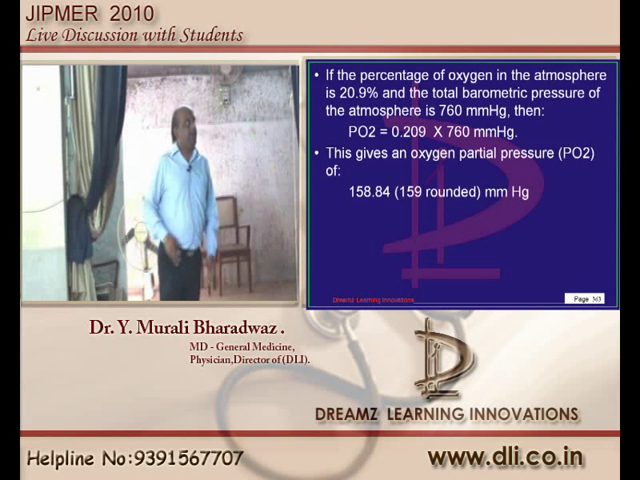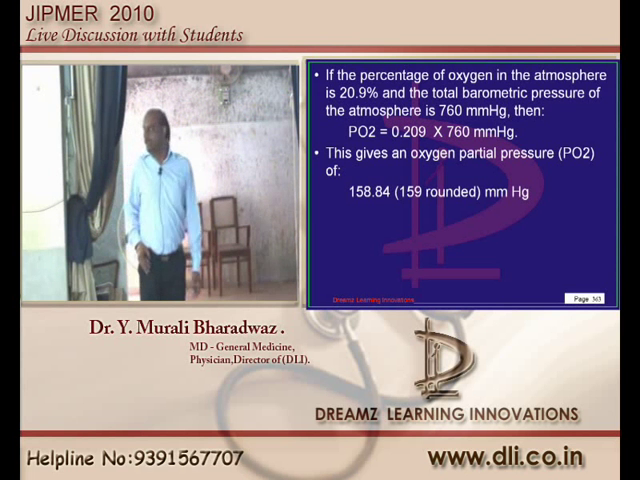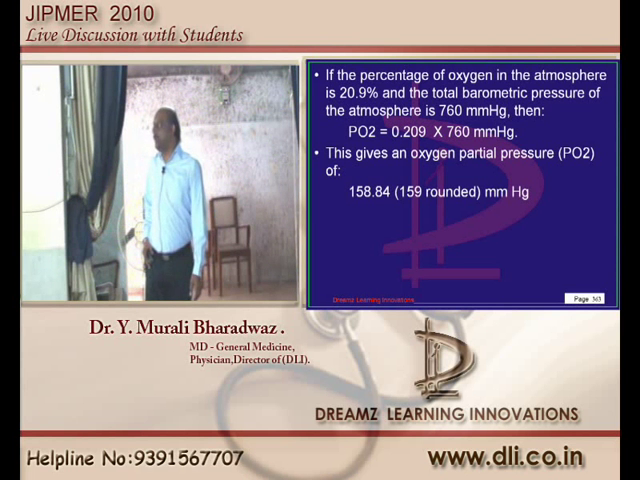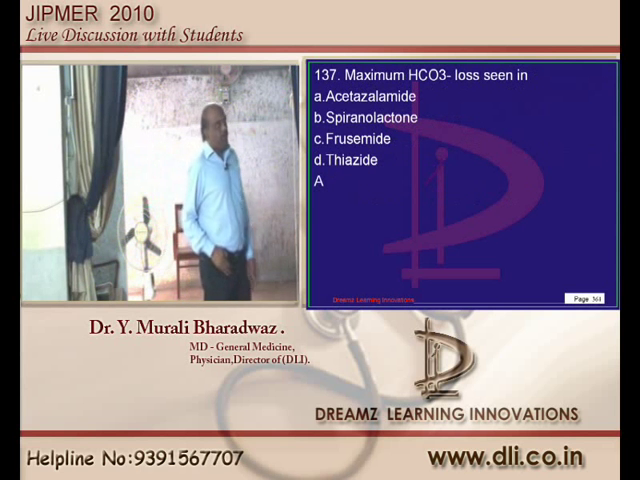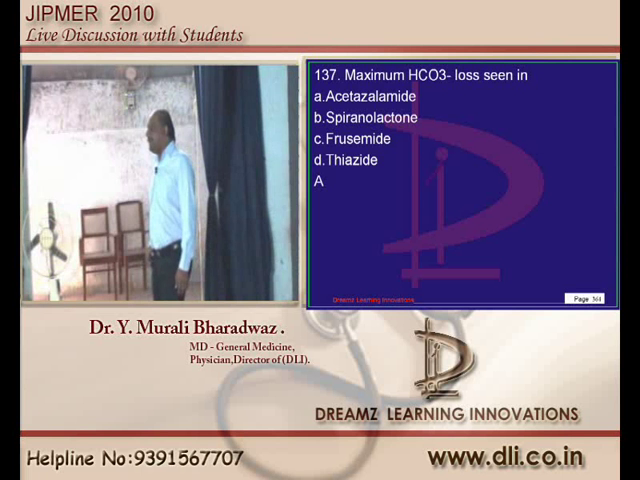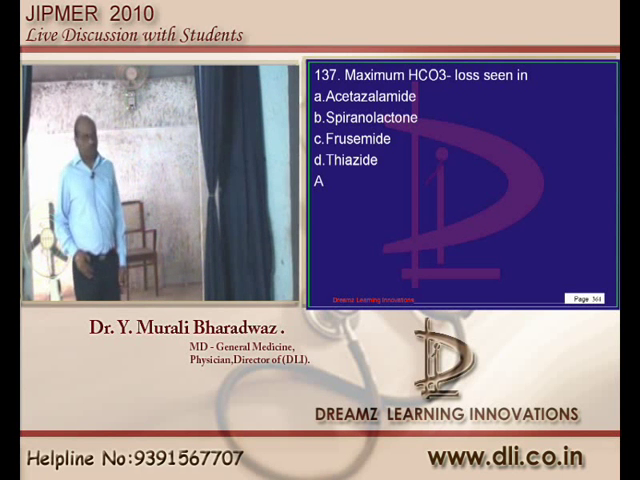It is 20.9% of 760 will give you 159 millimeters of mercury is the PO2 at the sea level, is what need to be remembered. Bicarbonate typically occurs with the carbonic anhydrase inhibitor like drug, which is acetazolamide, is what need to be remembered.